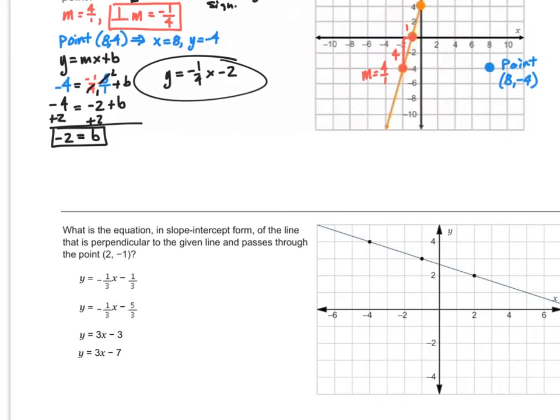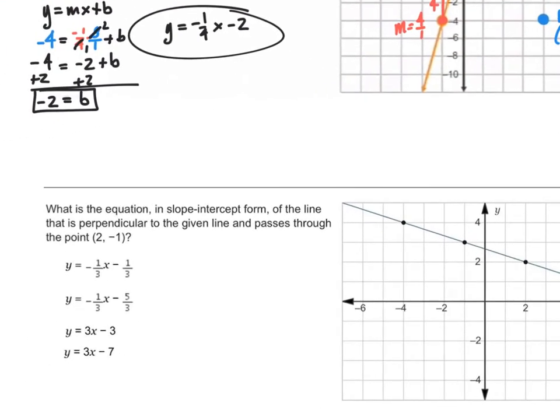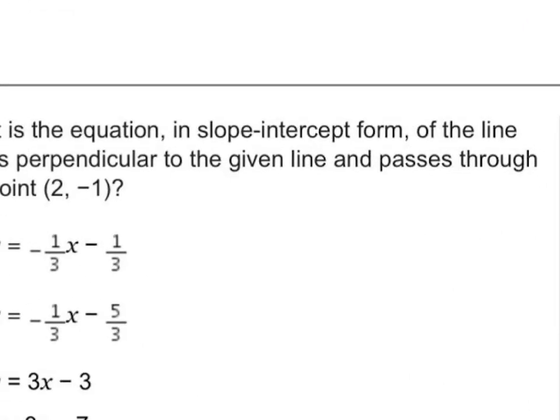Okay, now over here, it says, what is the equation in slope-intercept form of the line that is perpendicular to the given line and passes through the point 2, negative 1. So here's what I've got. I know that my x value is 2. Okay, let me use a different color. Let me use blue. My x value is 2, and my y value is negative 1.